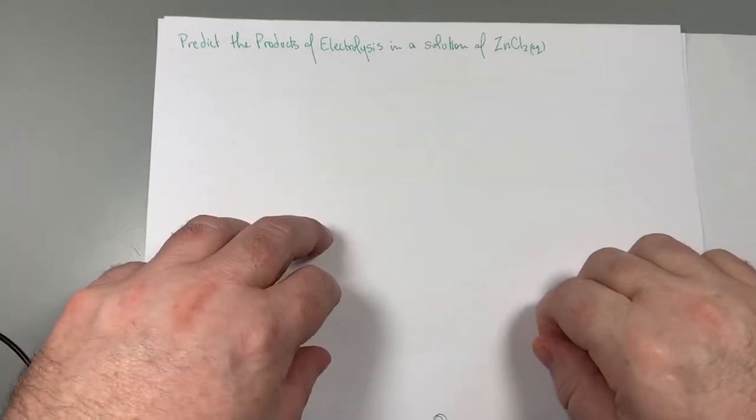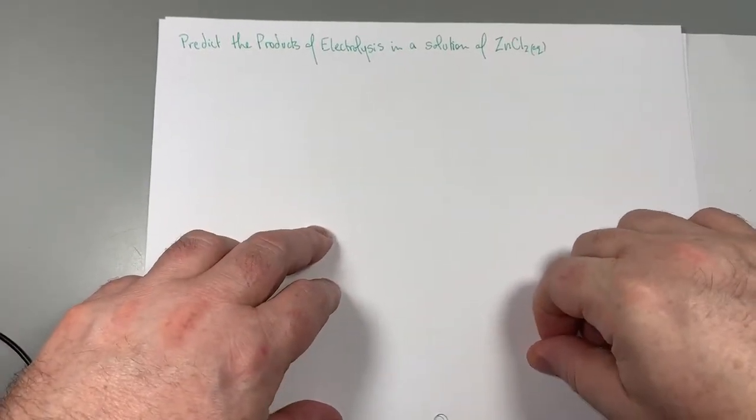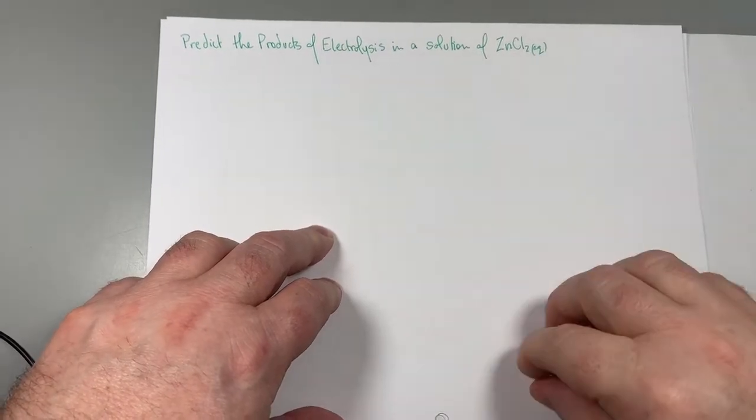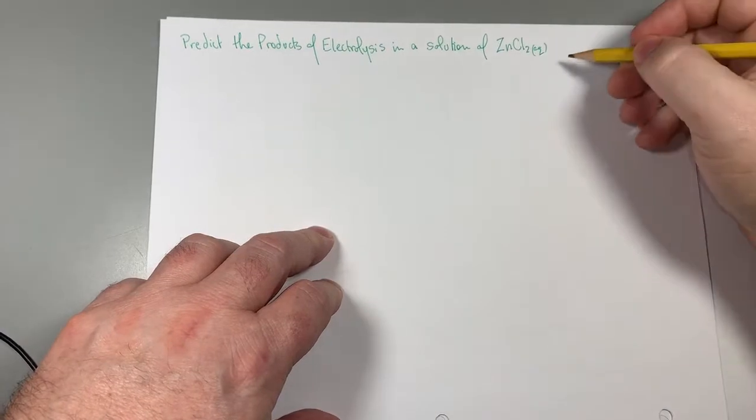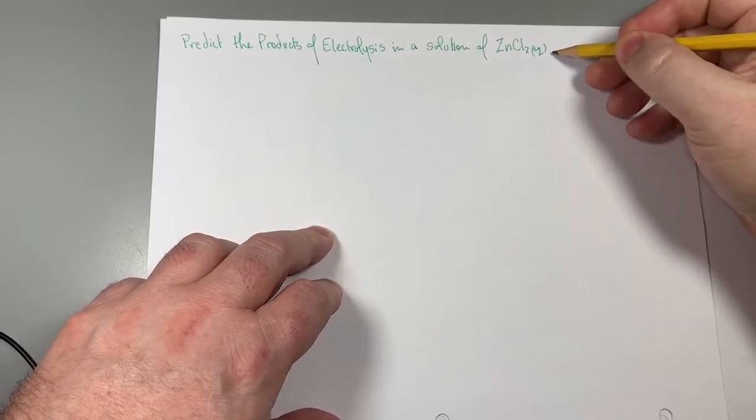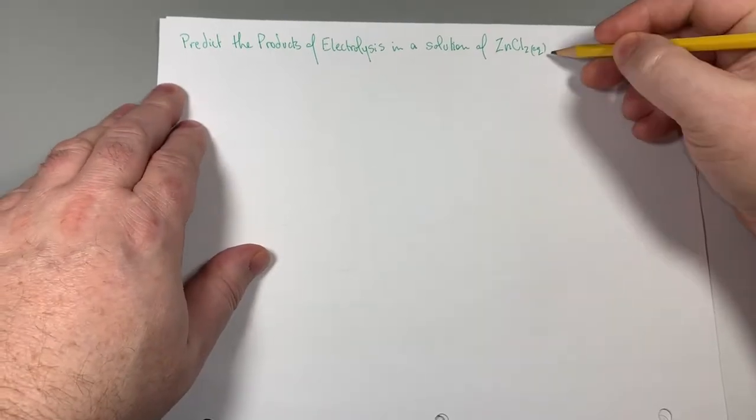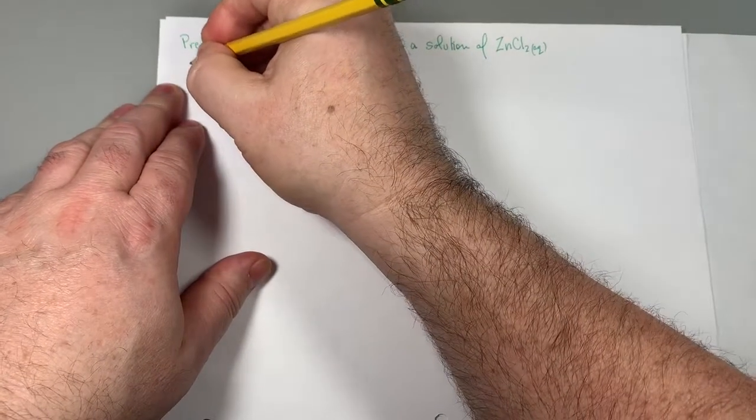Hi, we're going to predict the products of an electrolysis in aqueous solution. In this question, we're being asked to predict the products of electrolysis if the solution contains zinc chloride. The first thing is to make a list of what's present.